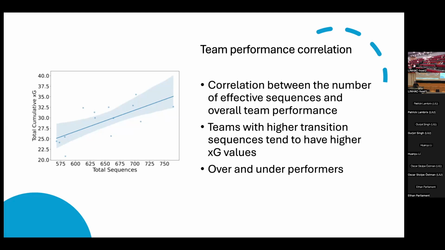Now this is fairly trivial, that if you have received a pass in one of these zones and that leads to a shot, that should lead to higher expected goal values. But what's interesting from this plot is that there are some teams that have higher expected goal values in total, but have fewer sequences. So this tells us that there are teams that are better at finishing their opportunities, and there are teams that maybe need to practice more on finishing.